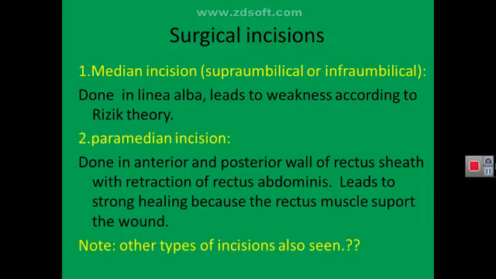Surgical incisions are many. There are median incision, midline incision, which are either above the umbilicus or below the umbilicus. It leads to weakness according to Rizq theory. Or we may do a surgical incision vertically on the sides of the midline called paramedian incision. And there are many other types of incision. Of course, paramedian incision is better than the median incision. Why?